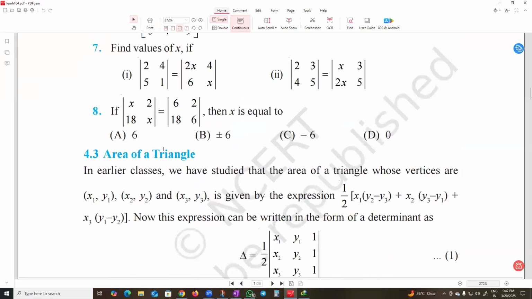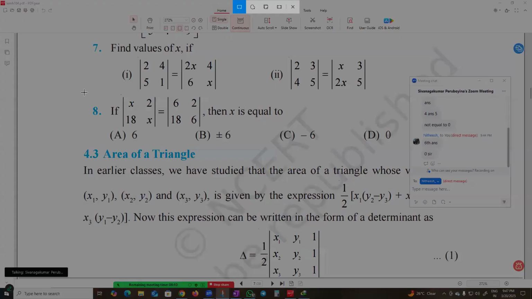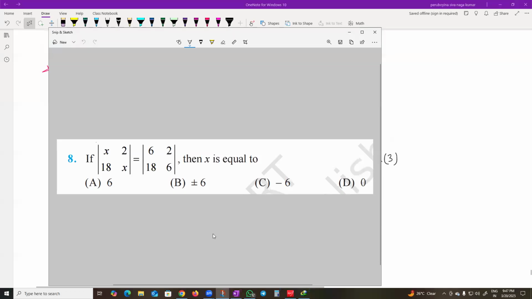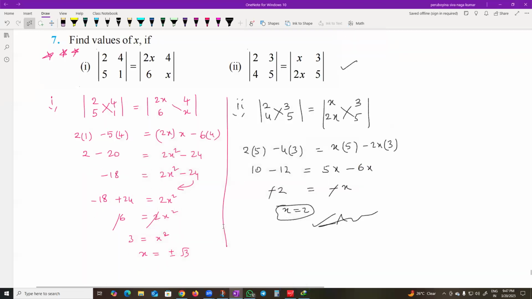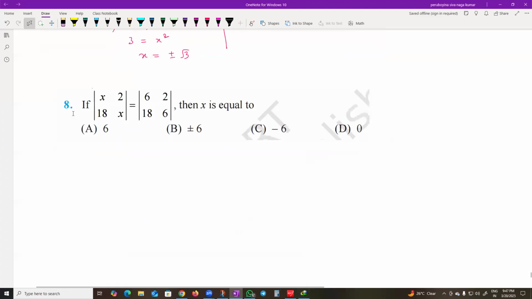And next, try the 8th problem also. It's an MCQ type of question. So solve in the same way. So x into x square minus 18 twos are 36 equals 6 into 6 is 36 minus 18 twos are 36. So x square equals 36, x equal to plus or minus 6, not just x equal to 6. You have to say plus or minus 6.